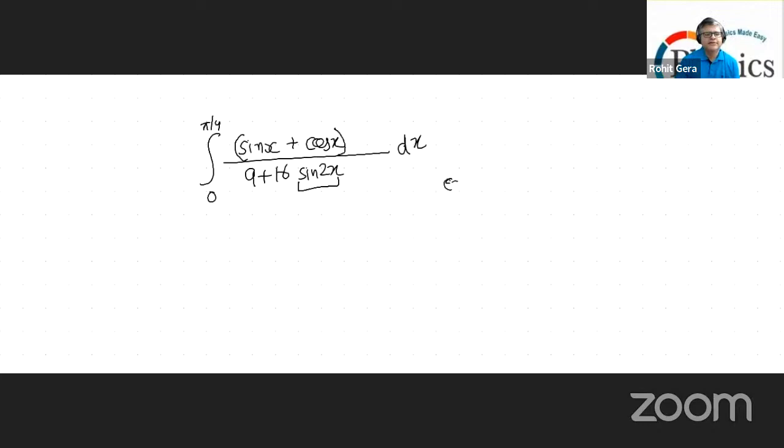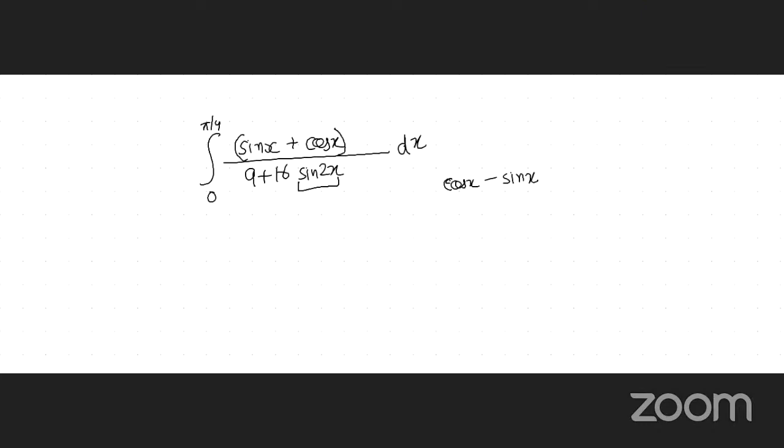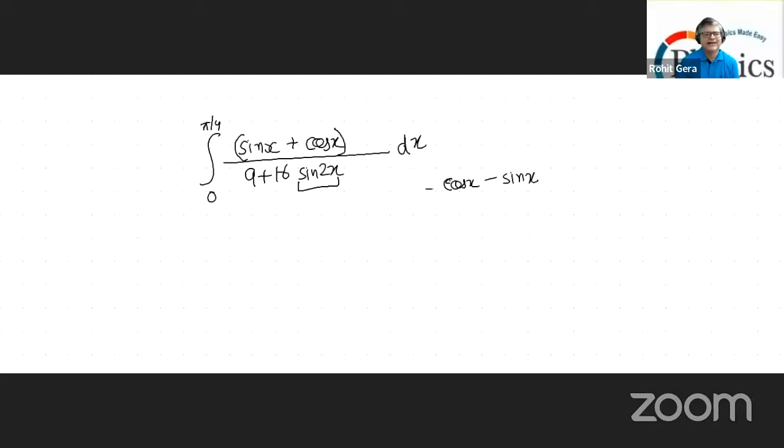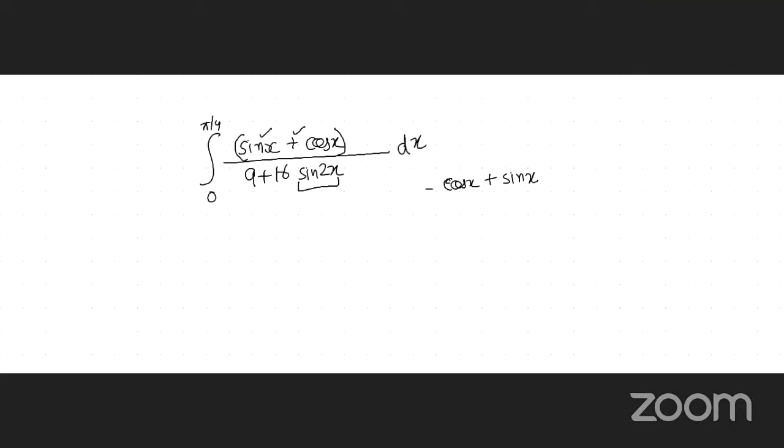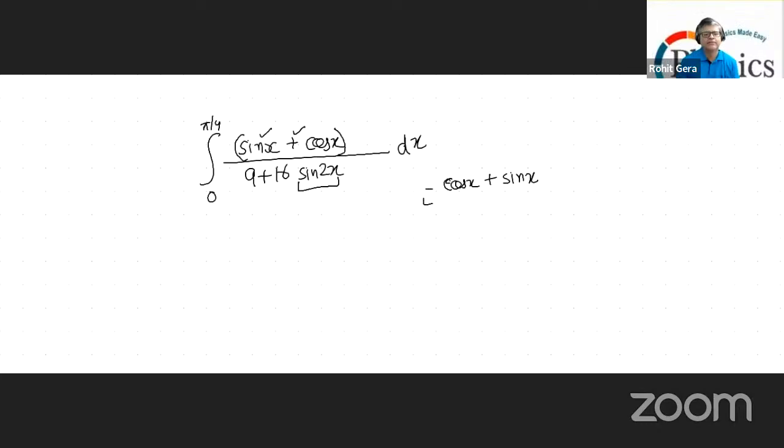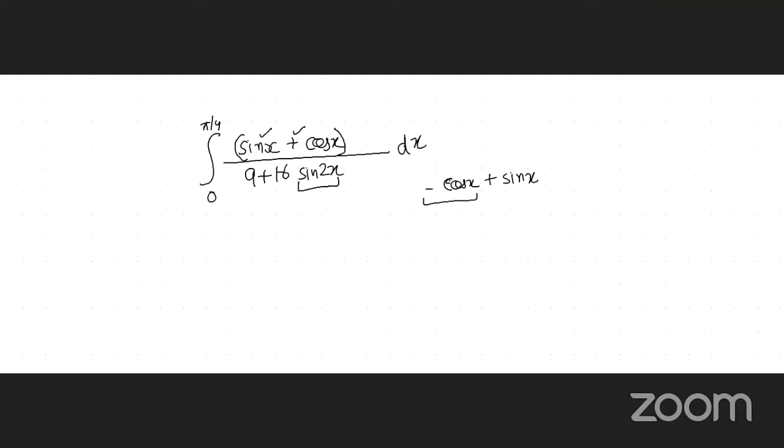cos x minus sin x, or maybe minus cos x plus sin x. What is the derivative of this? The numerator is cos x plus sin x. If you take the derivative of this, sin x will become cos x, and cos x will become minus sin x.